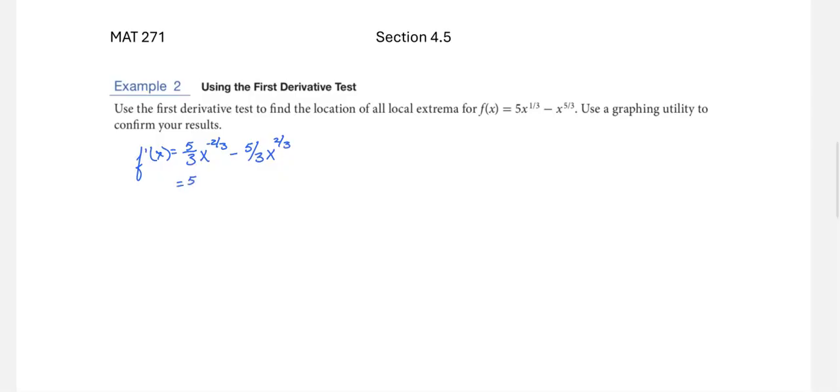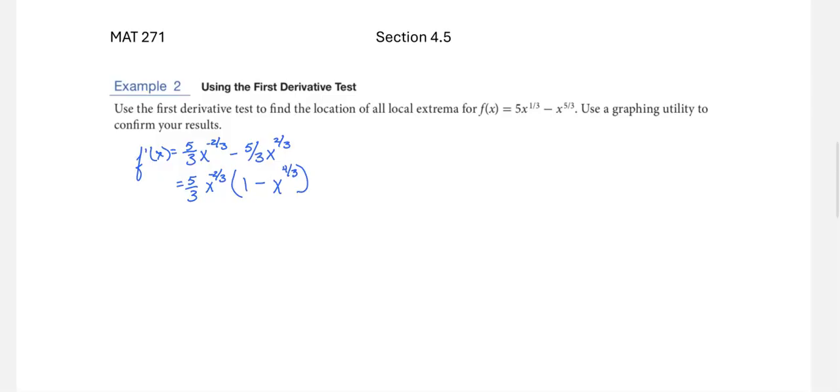So we're going to factor. I'm going to factor out a 5/3. Both of these have an x in common, so I can pull out an x to the smallest exponent, which would be x to the negative 2/3. That's going to leave me with a 1 here, and that's going to leave me with an x to the 4/3 here.